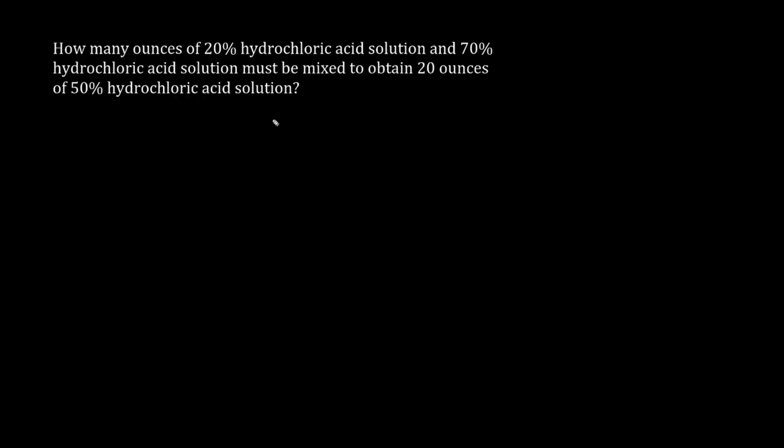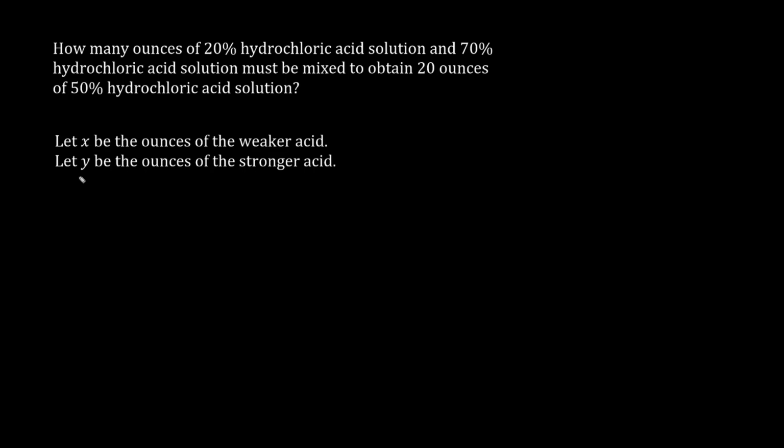Let's try a mixing systems problem. How many ounces of 20% hydrochloric acid solution and 70% hydrochloric acid solution must be mixed to obtain 20 ounces of 50% acid solution? Let's let X be the ounces of the weaker acid, whereas Y represents the stronger acid. The easier equation is these two ounces sum to be 20. So X plus Y equals 20 ounces. The weaker acid plus the stronger acid has to total this amount.